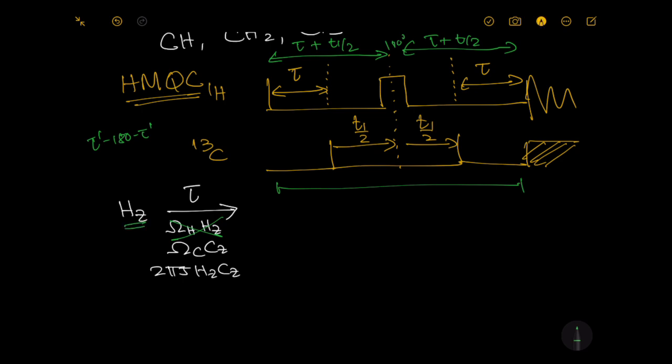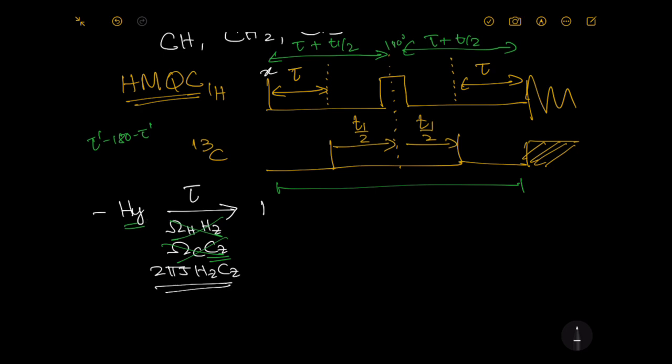Since we are starting with Hz, Cz commutes with Hz, so carbon chemical shift will also not evolve in the first tau duration. Hence, the only interaction that will evolve is the J coupling. Actually, I made a small mistake. I am talking about after application of the first pulse, so it will be minus Hy. Nevertheless, all the discussion that we have just made still holds.